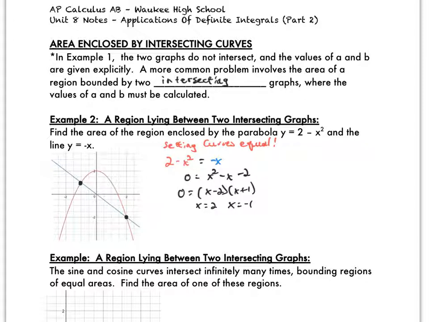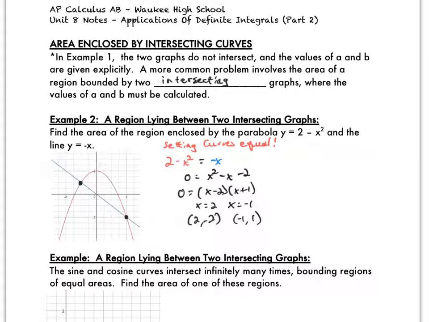So what we need to do is go back and get the ordered pairs that represent these two spots. And the way we're going to do that is we're just simply going to put them into the functions. I'm going to take the easy way out. I'm going to put them into negative x, because that's going to allow me to get an answer really fast here.